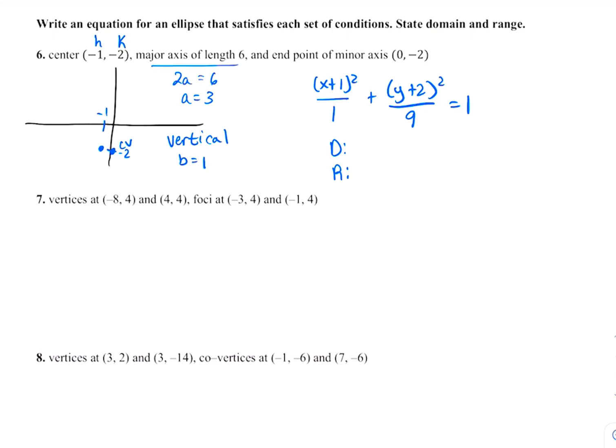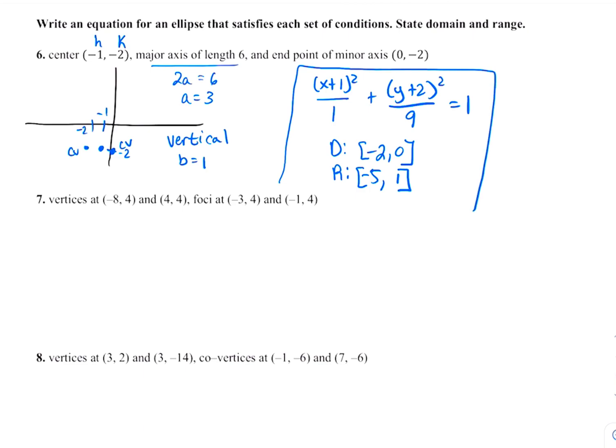And then the last part, we are finding the domain and range. So domain is left to right. So as I'm looking at this, since I know I'm 1 away on my co-vertex here, I also have to be 1 away on this side. So that means that it's going to be from -2 to 0 for the domain. And then my range, since my A is 3, I have to count up 3 from my center and down 3 from the center. So if my center is at -2 and I count down, -2 minus 3 is -5. And then if I count up, -2 plus 3 is 1. So this will be my answer to number 6.